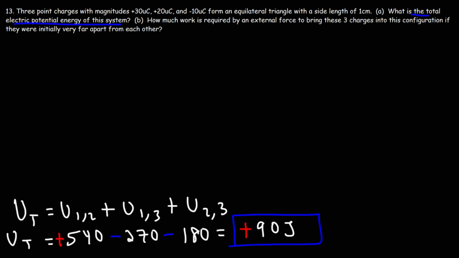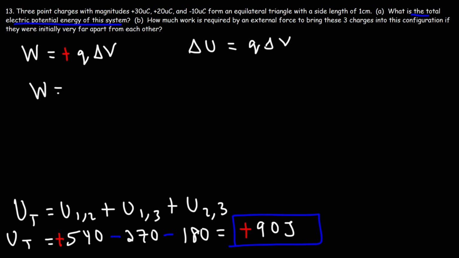How much work is required by an external force to bring these three charges into this configuration if they were initially very far apart from each other? So how can we find the answer? When dealing with an external force bringing these charges, we know that W can be equal to positive Q delta V. And the change in potential energy is Q delta V.